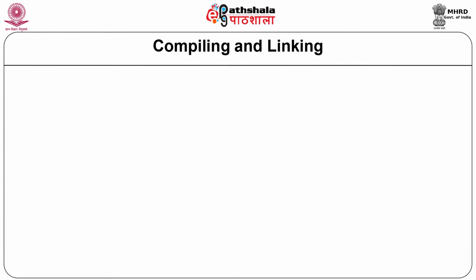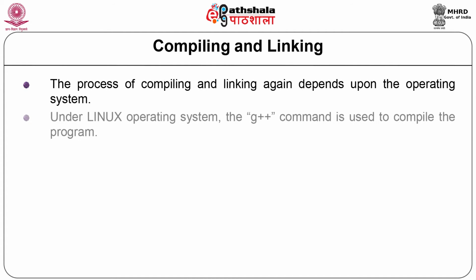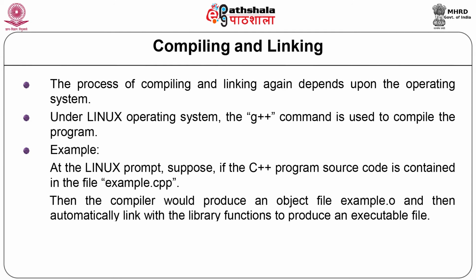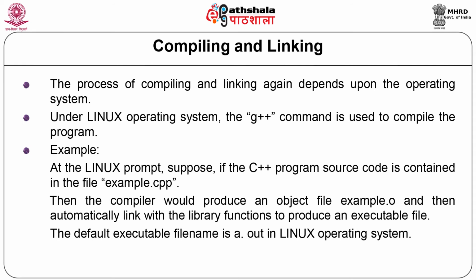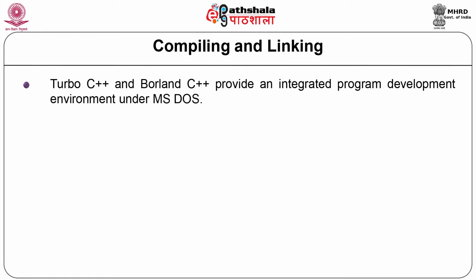The next step is compiling and linking. The process of compiling and linking again depends on the operating system. Under the Linux operating system, the g++ command is used to compile the program. For example, at the Linux prompt, suppose the C++ source code is contained in the file example.cpp, then the compiler would produce an object file example.o and then automatically link with the library functions to produce the executable file. The default executable file name is a.out in the Linux operating system. Turbo C++ and Borland C++ provide an integrated program development environment under MS-DOS.